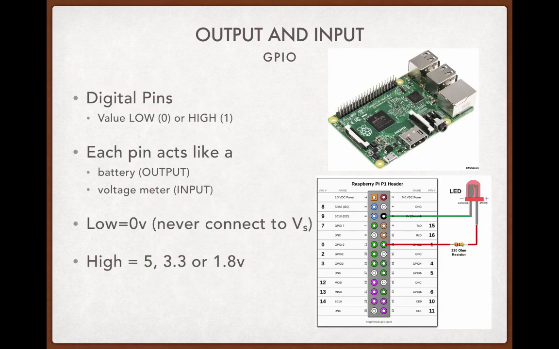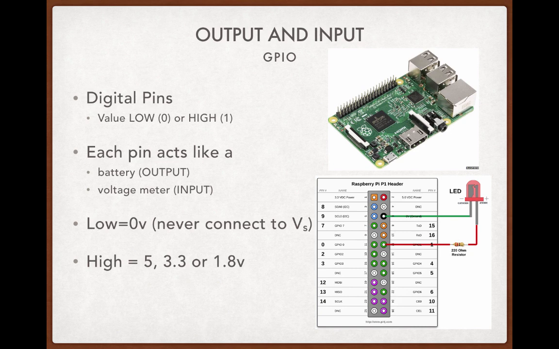So, why do we want to know this? Well, we use it on our output and input on GPIO digital pins. Digital pins have only two values. They are either low, which is normally 0, or high, which is normally a 1. Each pin acts like a battery if we set it to an output, or a voltage meter if we set it as an input.